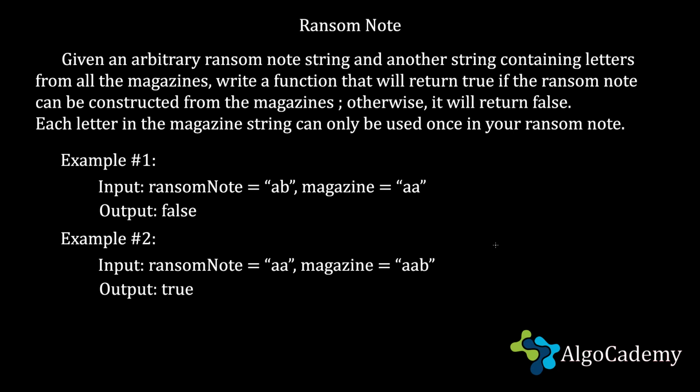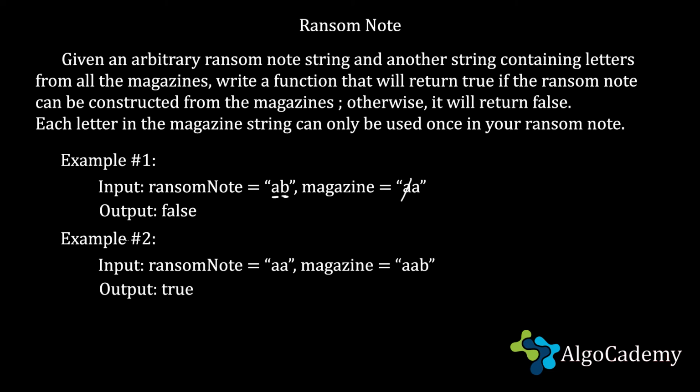So, we have the first example in which we are trying to obtain the string AB, and all the letters from the magazines are AA. Definitely we can't do that, that's why we return false. And why is that? Well, we need the character A. And as you can see, we have two character A's, so we can use one of them. Let's say we use this one, everything good. But then we need to have the character B, which is not part of the magazine strings. So this is why we return false.